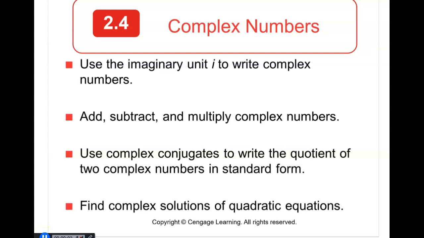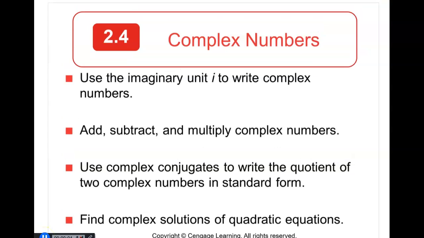Hi, this video will cover section 2.4, complex numbers. The objectives for this section will be to use the imaginary unit i to write complex numbers, also to add, subtract, and multiply complex numbers.